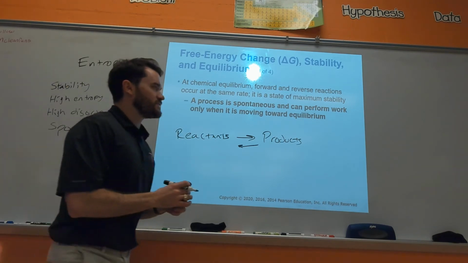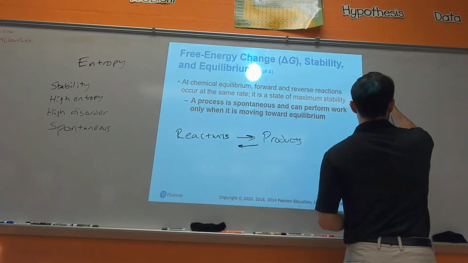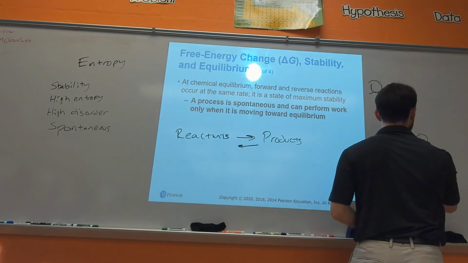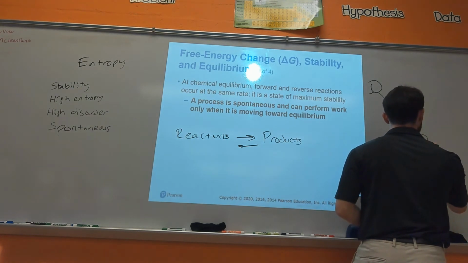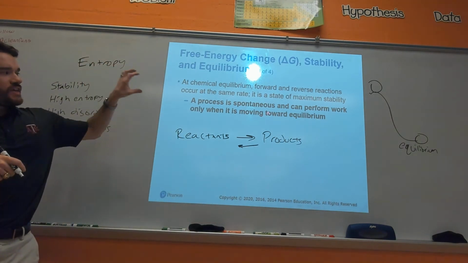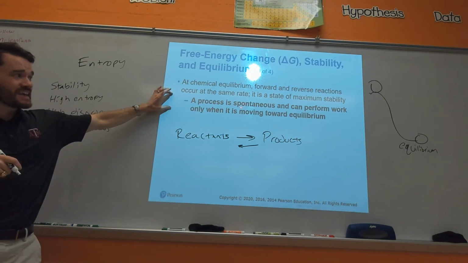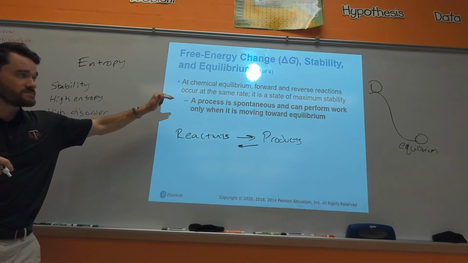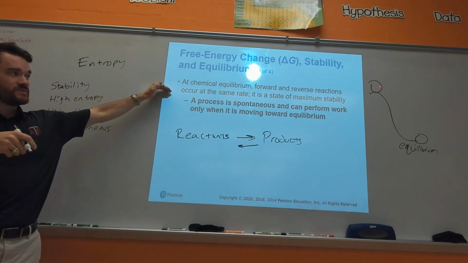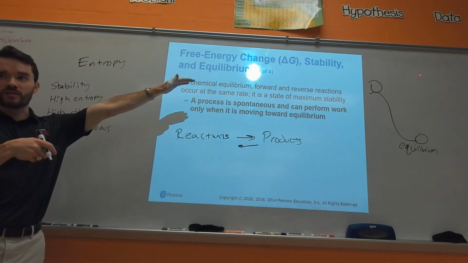Think of a ball, here's the ball, and this is a hill. When the ball is down here, this is equilibrium. So this statement here, really try to understand what it's saying. A process is spontaneous and can perform work only when it's moving toward equilibrium. When this ball is on top of this hill, we would say this ball has a lot of potential energy.